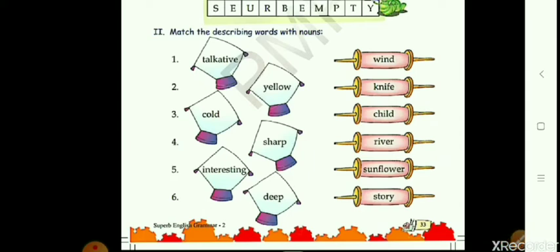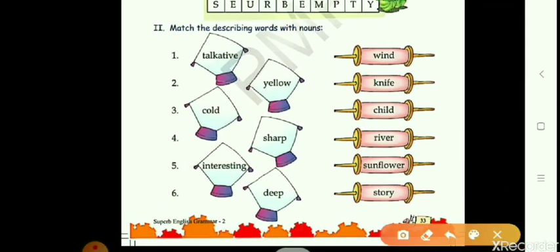So first one is talkative. Children, talkative means a person who talks a lot. So who can be talkative? A child. So we will match talkative with child. The word talkative describes child. How is the child? The child is talkative. Then the second word is yellow. We will match it with sunflower. Yellow sunflower. How is the sunflower? The sunflower is yellow.